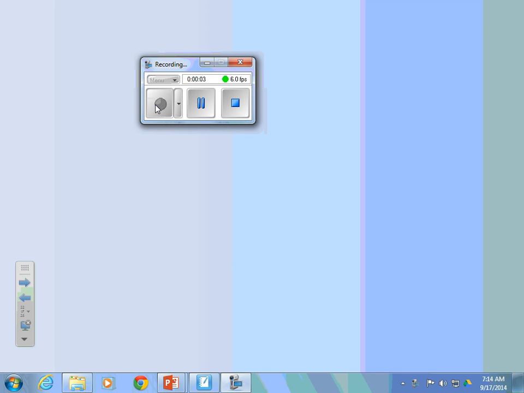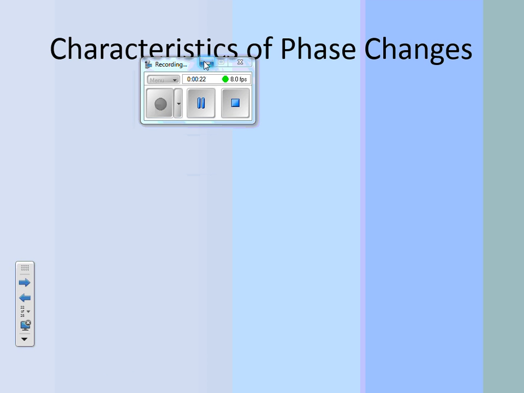Section 2.6. All right, we've been spending a lot of time on gases. Now we're going to talk about liquids and solids and how they can change from one to another. Liquids can go to gases. Solids can go to gases. Solids can go to liquids. What is that called? That's called a phase change.